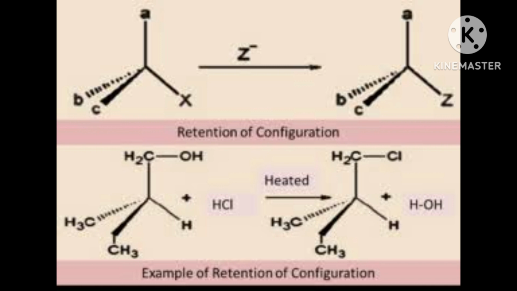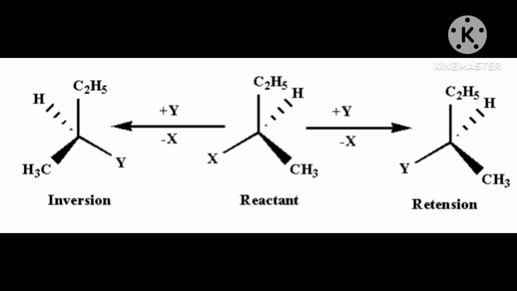The four groups, their configuration has not changed. Only the OH was there, that went, and a new group came: OH went and Cl came. But in the main structure, the main four bonds, there is no change. CH3 has not changed, its position is the same. H and CH2 are not changed, above the paper, and the ethyl group CH2CH3 is also on the paper. Then it is actually a retention. Configuration is retained.